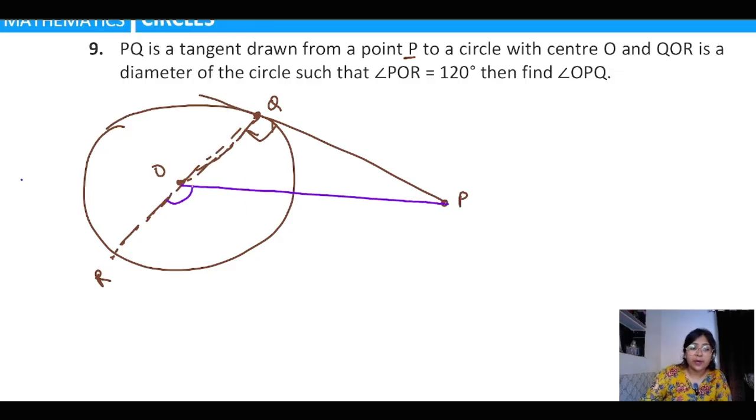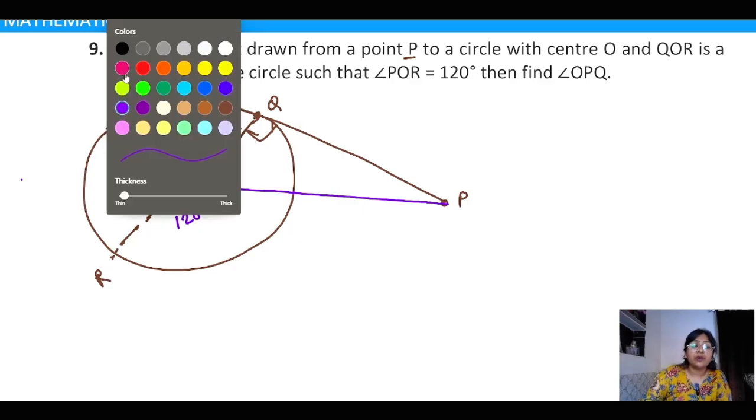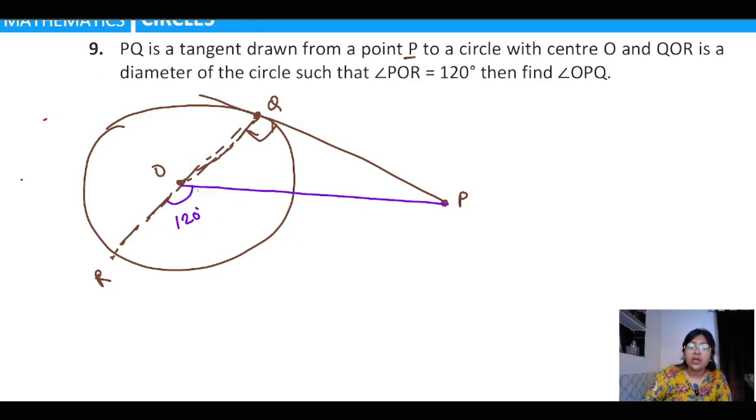Okay, this angle is given as angle POR is 120. Can you tell me what will be the measurement of angle QOP? Yes, it is a straight line, so the sum must be 180. We can find out by linear pair. This angle measurement will be 60. Okay, this is 60. This is 90. This will be how much? 30 degrees. They are asking for the angle OPQ, so the OPQ measurement is 30 degrees.